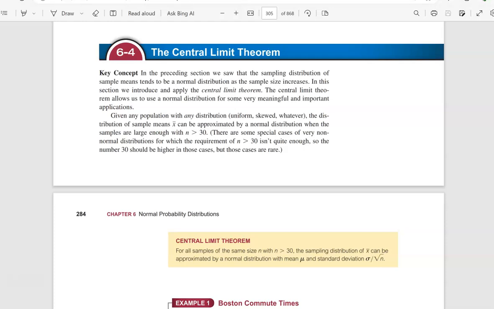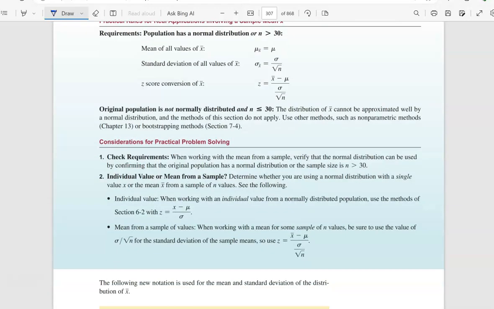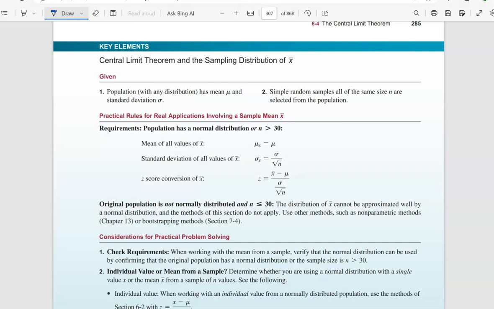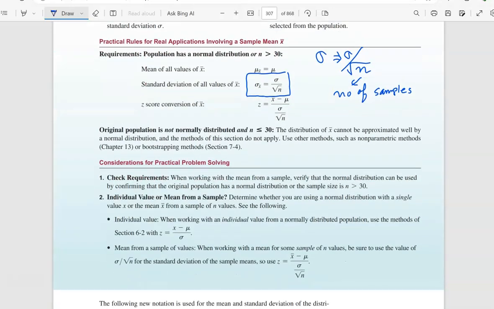Today we're going to study 6.4, the central limit theorem. That's the title, the central limit theorem. This is a continuation of section 6.2. What is the central limit theorem? This is basically what the central limit theorem is: all the sigma becomes sigma divided by the square root of n. N is the number of samples, okay?